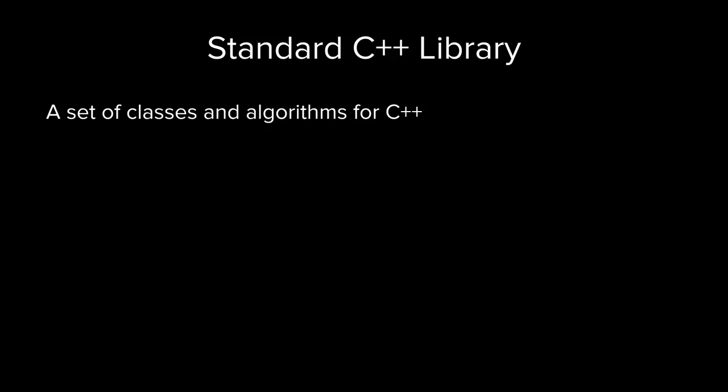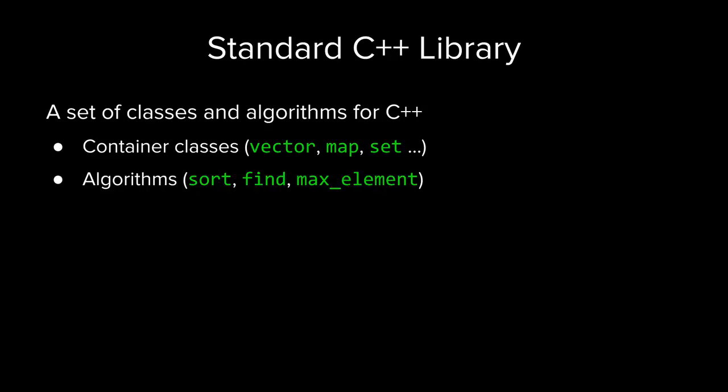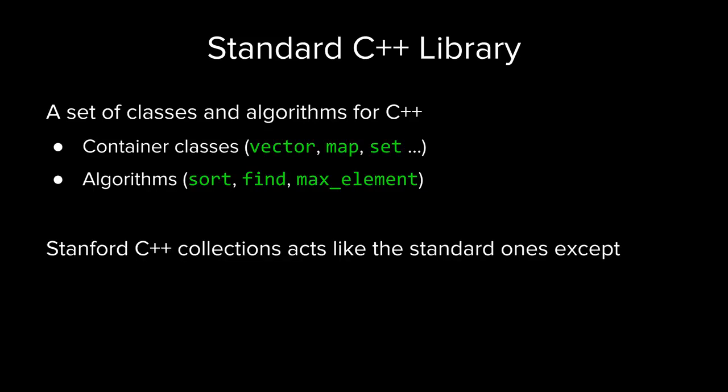So there's the standard C++ library, which has a set of classes and algorithms. So it has these container classes called lowercase vector, lowercase map, lowercase set, and these algorithms sort, find, which we'll talk about in a second. And the Stanford C++ collection acts almost like the standard ones, except the standard C++ collections are really, really unfriendly if you're just starting off programming.